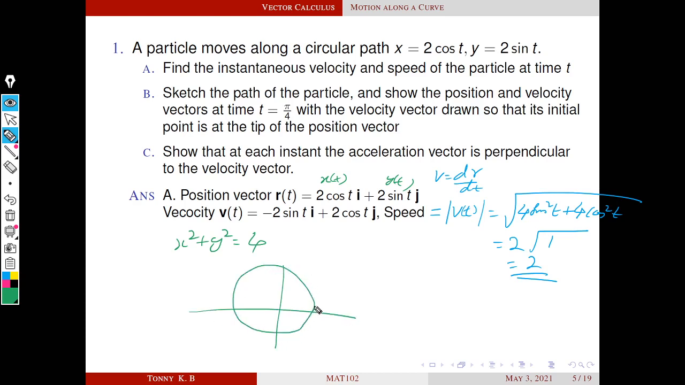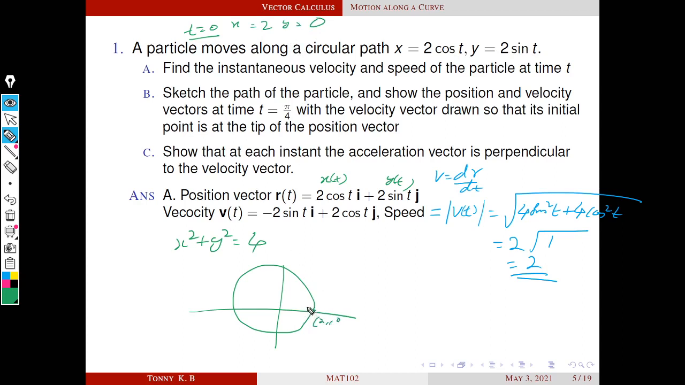The path is circular. And there is a natural question, which is the orientation of this path. To trace the orientation, you simply substitute some values for t. When t equal to 0, what happened? What about the x value and what about the y value? When t equal to 0, the x value is 2. And the y value is 0. So when t equal to 0, this is the point (2, 0).